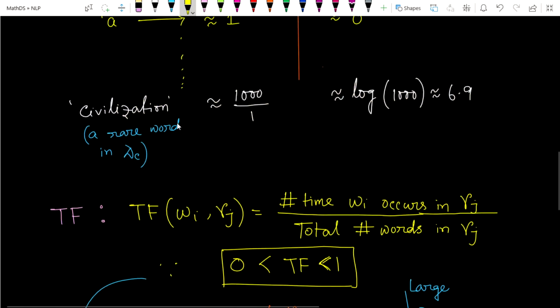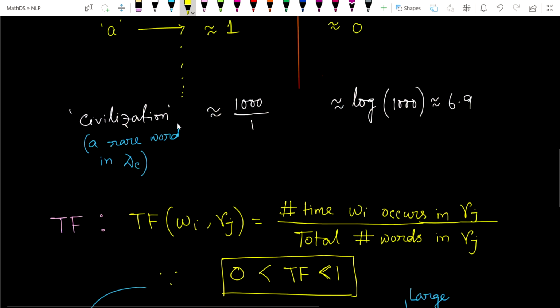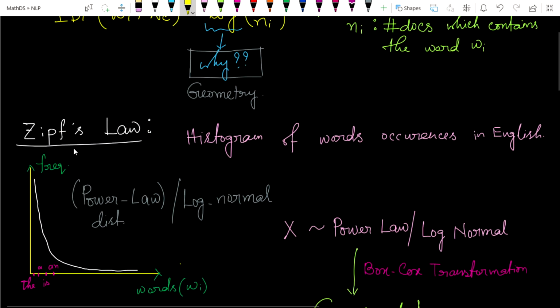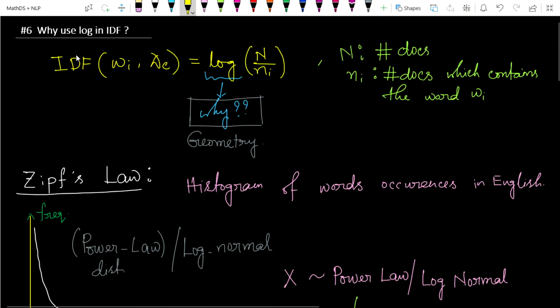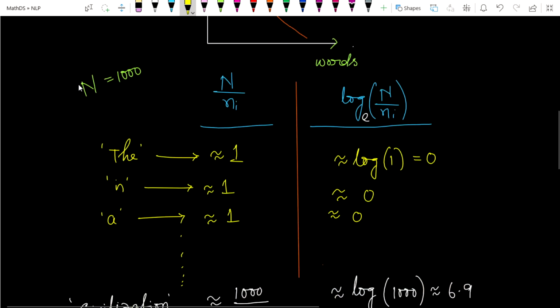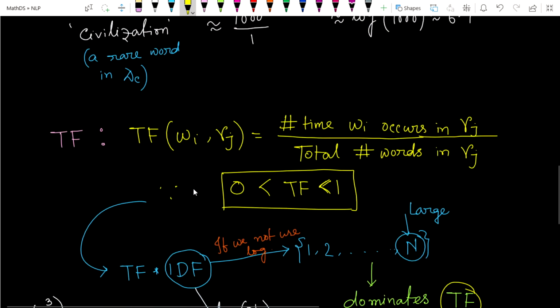I think you got the idea of the geometrical intuition behind the log, and why we have taken this log concept: to avoid the domination of TF by IDF. Since the TF value lies between 0 and 1, if we have no log on the IDF, then the term frequency is easily dominated by the inverse document frequency. I think you got the idea why this log is important on our IDF.